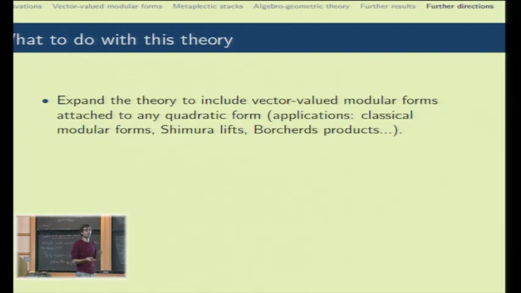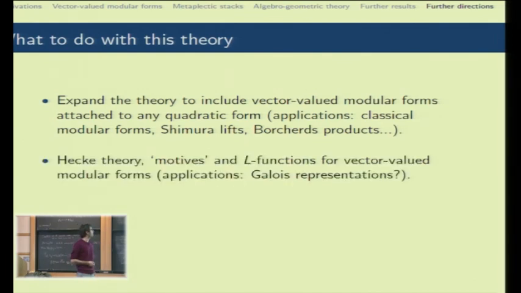The Shimura lift takes modular forms of half-integral weight to integral weight. And I put Borcherds products there, but I'm not really sure exactly. Eventually, it would be nice to understand a theory of Borcherds lifts in this algebraic way, though that's very far. Another direction, which I found very appealing, would be to construct Hecke operators and try to construct motives and L-functions attached to these vector-valued modular forms.